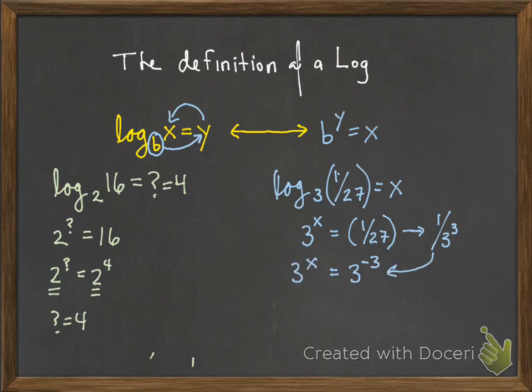Now we can see that we have like bases, and when we have like bases, we know that the exponents can be set equal to one another. And so we end up with x equals -3, and so we know that log base 3 of 1/27 equals -3. So anyhow, that is the definition of log, and that's how you use it to calculate things.